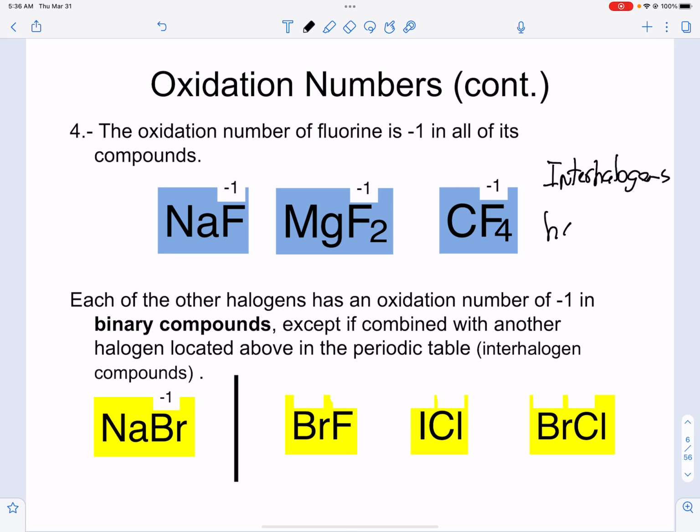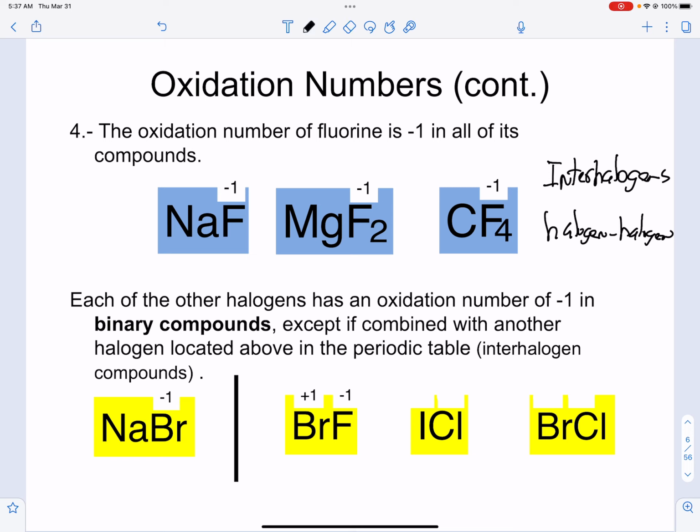Interhalogens are going to be a halogen connected to another halogen. So when you have an interhalogen, both of them cannot be -1 because you cannot have negative and negative. The one that is closer to fluorine, remember fluorine is the most electronegative element in the whole periodic table, will be the negative. The other one will have to be positive. So fluorine is always -1. In this case, bromine will have to be +1.